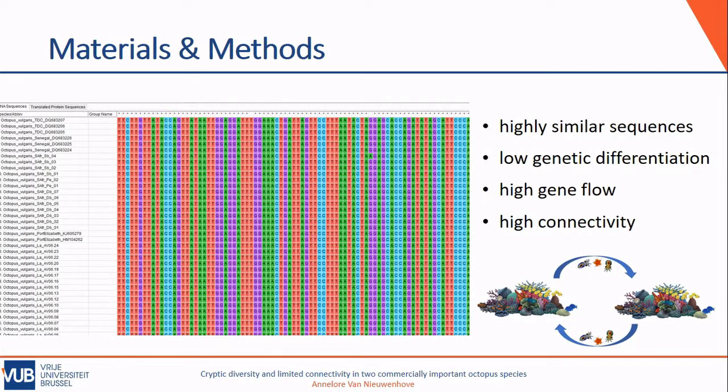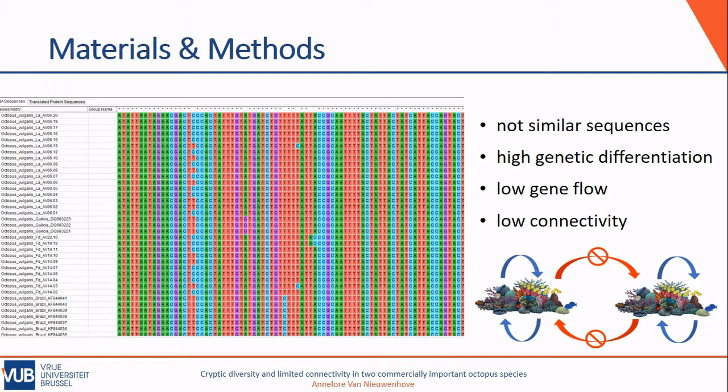So besides telling us something about the species, CO1 can also give information on connectivity. How does it work? The more similar the sequences of individuals from different populations are, as you can see on this picture, the higher the gene flow or the connectivity. When the sequences are more different, we say there's high genetic differentiation and therefore low gene flow and low connectivity.